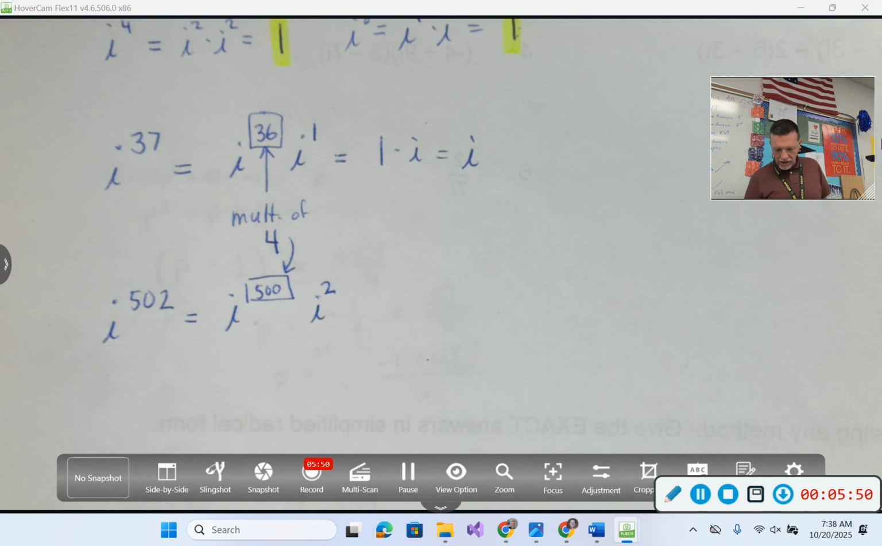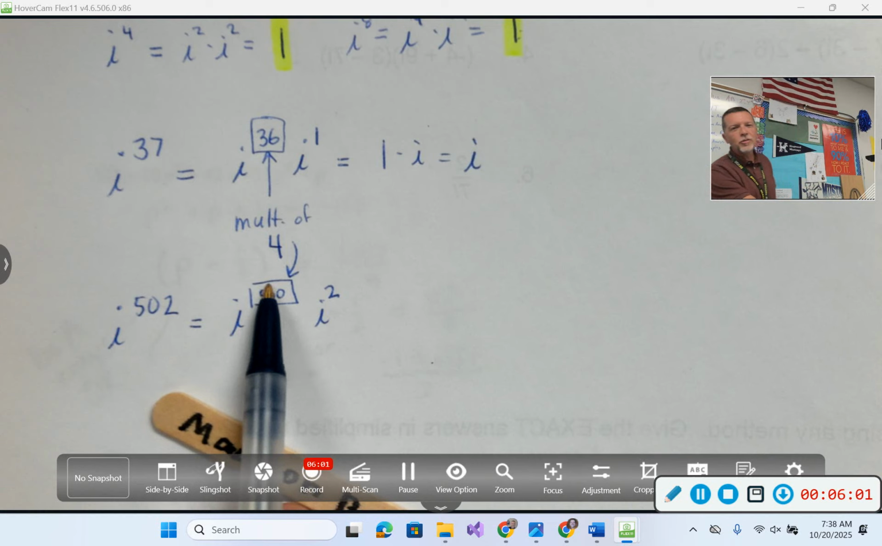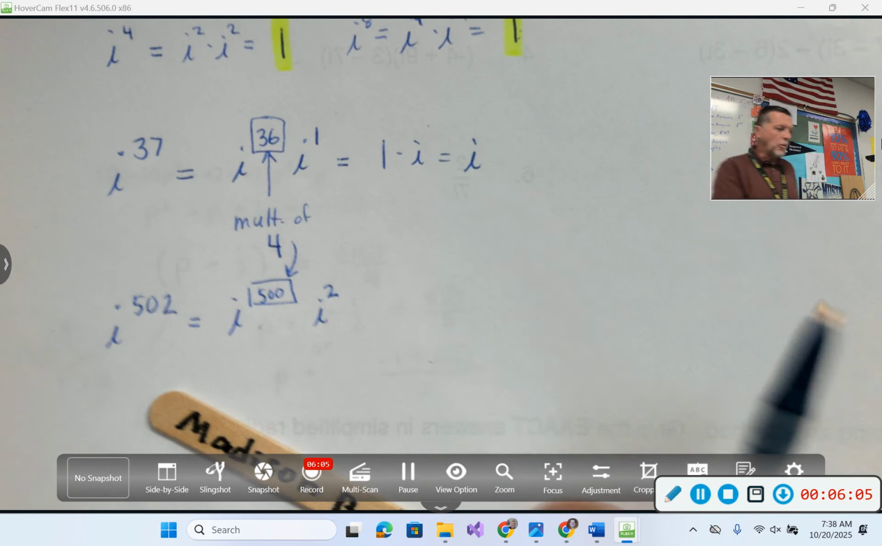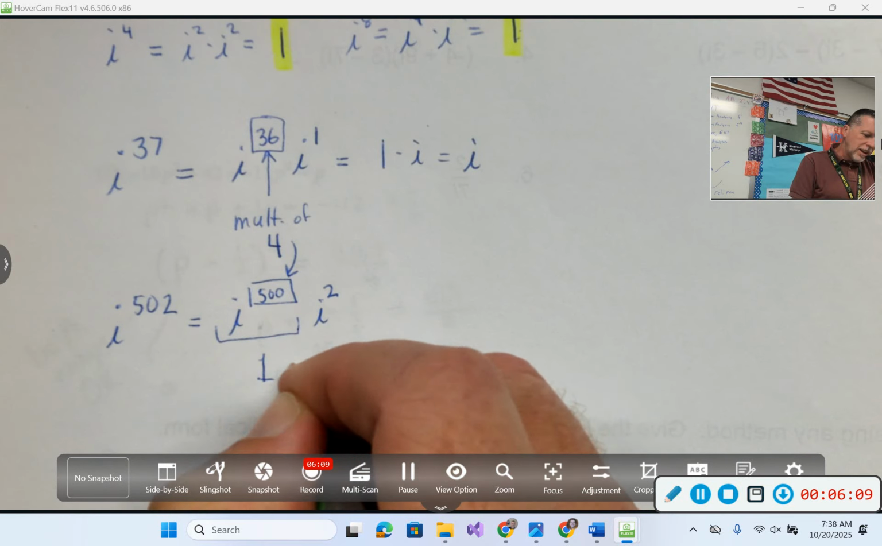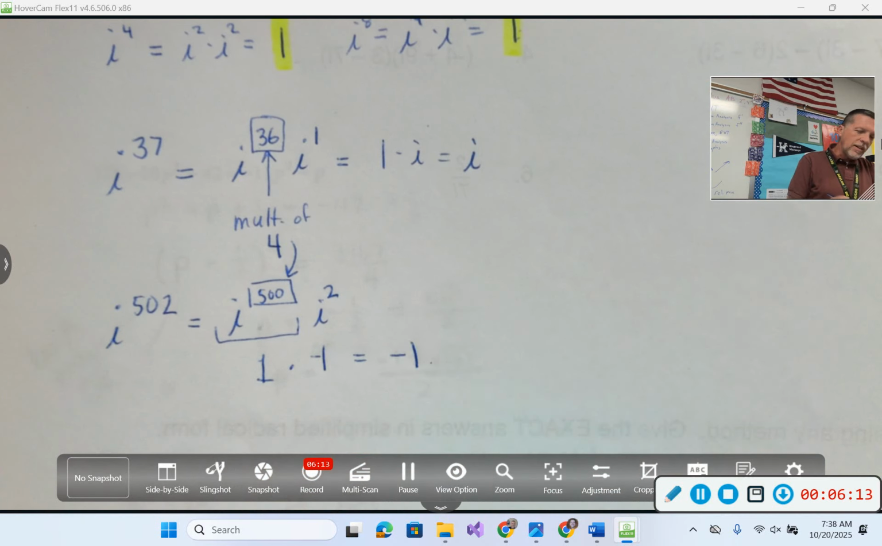And so why did I pick that? Let me start picking on people. Madison, why did I want a multiple of 4 right there? What does that do for me? Positive 1, yeah. A multiple of 4 makes this equal to positive 1. And then i squared, we know, is negative 1. So all of that is just negative 1.